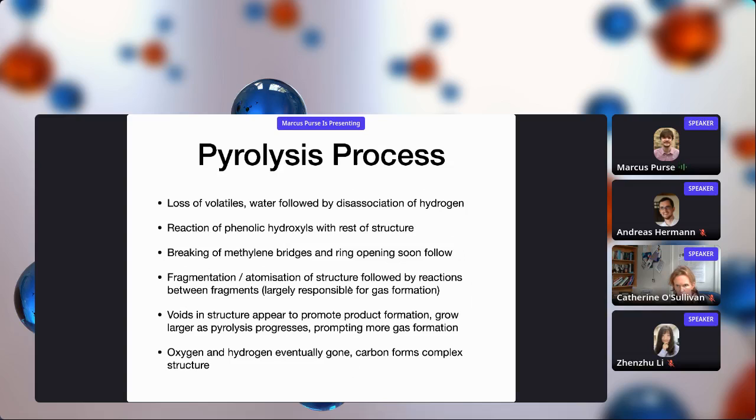As the gases are removed, you get voids in the structure that appear, and these voids seem to further promote the formation of new pyrolysis products. So it becomes a runaway cycle where the more gases are removed, the more form, until you eventually just get left with carbon clusters, which will reagglomerate.